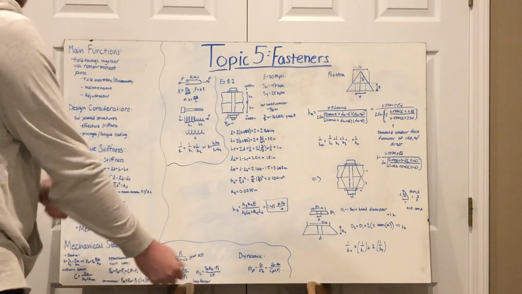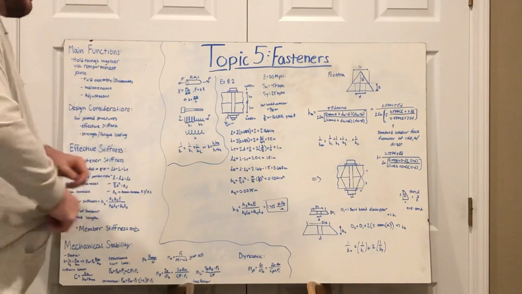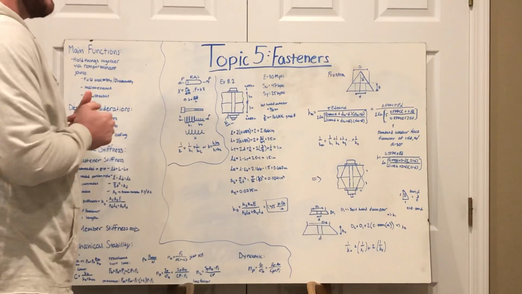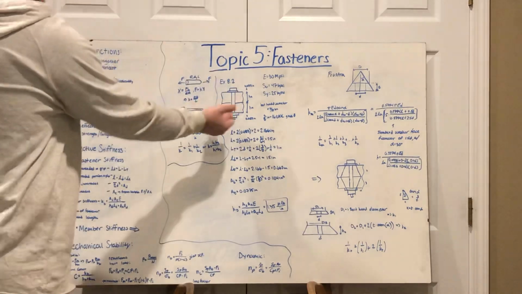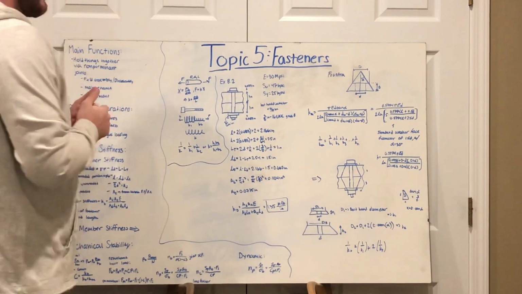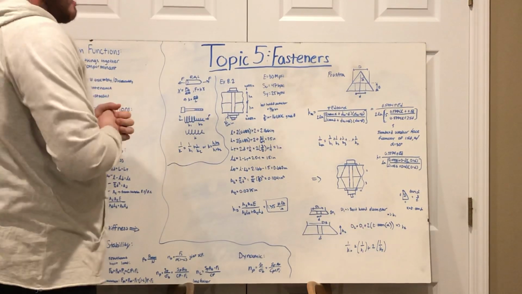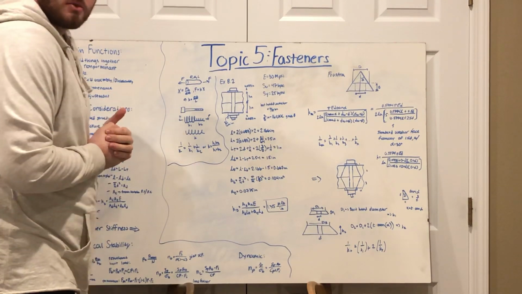Now, how does that really work out for us? Well, we need to know our effective stiffness in order to apply our stuff properly. Let's take a look at this example, okay? This example is 8.2 from our lecture slides, but I think it's a great representation of what we need to do.